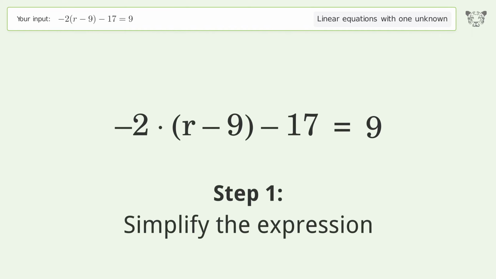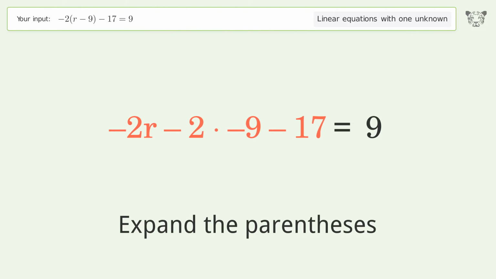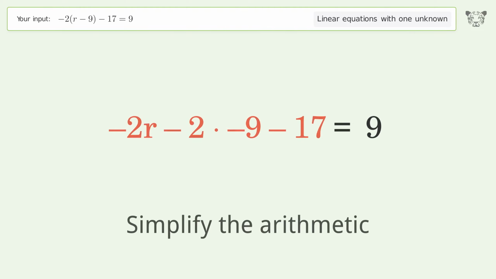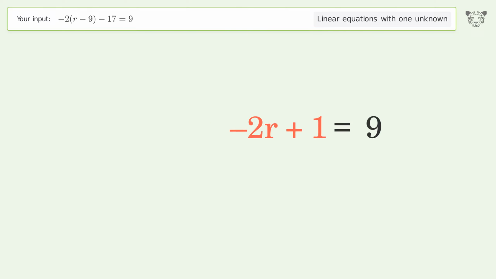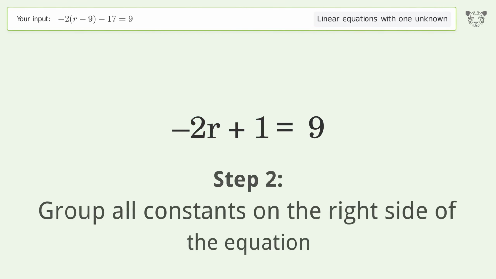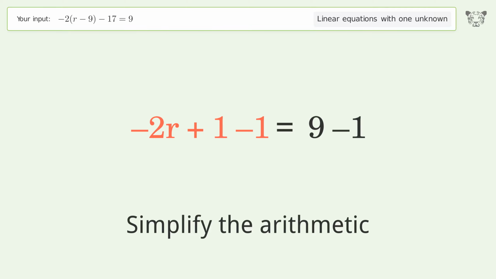Simplify the expression. Expand the parentheses. Simplify the arithmetic. Group all constants on the right side of the equation. Subtract 1 from both sides. Simplify the arithmetic.